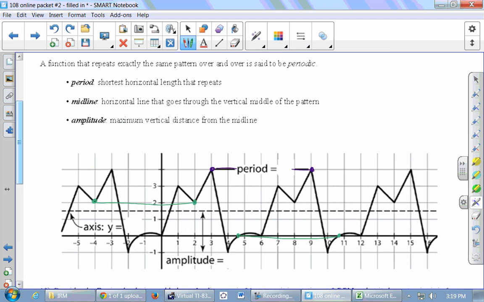Looks like this one is a total of 6. Is that right? So here we go from 3 to 9, which is 6. Here we go from about 4.5 to 10.5, that's 6. Here we go from -4 to +2. Guess what? It's 6. Period is 6. It's a number. The midline is the horizontal line that goes through the vertical middle of the pattern. So in this problem, the midline is dotted.